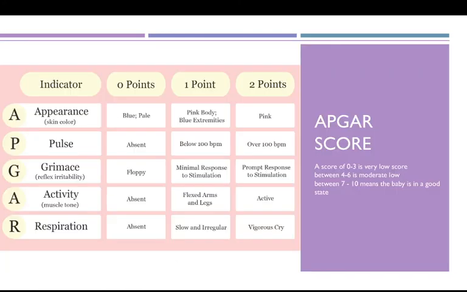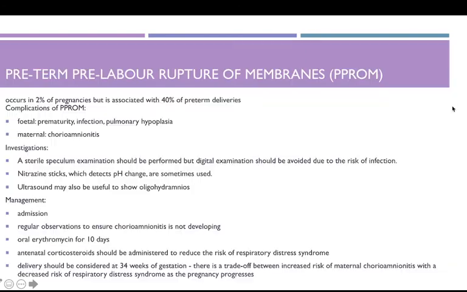Okay, APGAR score is a scoring system which is used after delivery to assess the health of the baby. And so APGAR stands for appearance, pulse, grimace, activity, respiration, and it's important to learn this for exams.